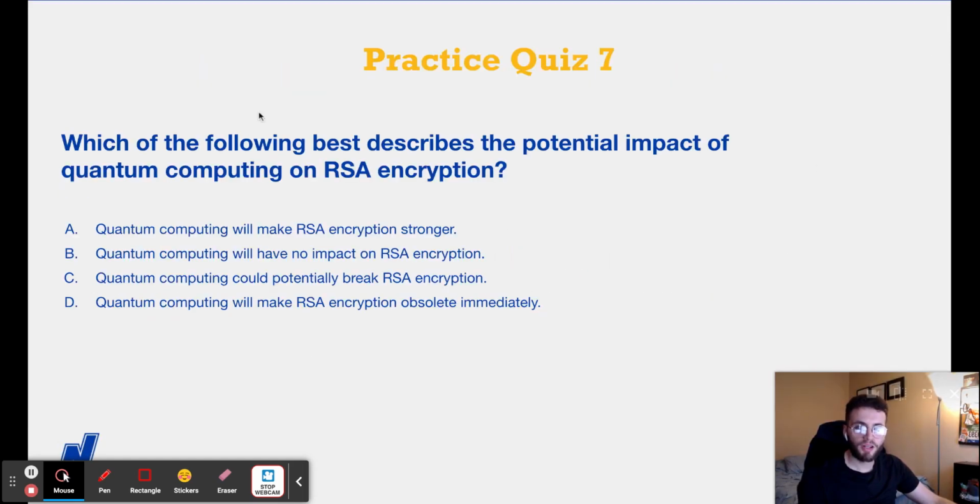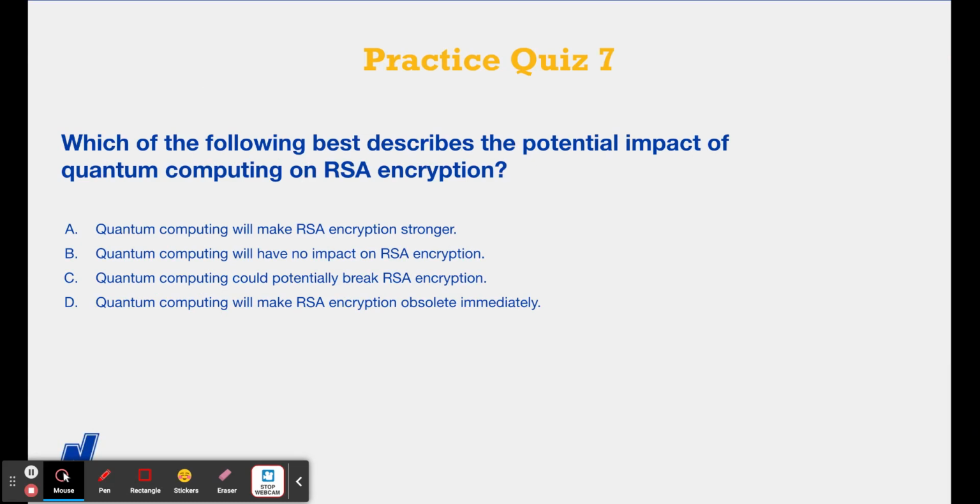Perfect. Next, let's move on to some quiz questions. Let's test your understanding of the implications of quantum computing for RSA encryption. Which of the following best describes a potential impact of quantum computing on RSA encryption? A. Quantum computing will make RSA encryption stronger. B. Quantum computing will have no impact on RSA encryption. C. Quantum computing could potentially break RSA encryption. Or D. Quantum computing will make RSA encryption obsolete immediately.